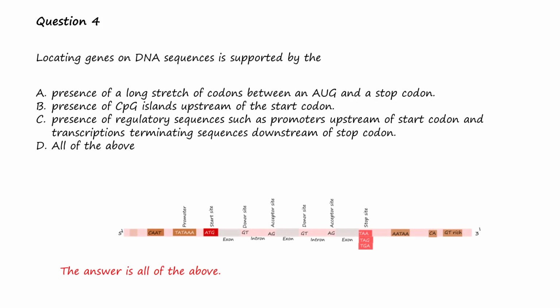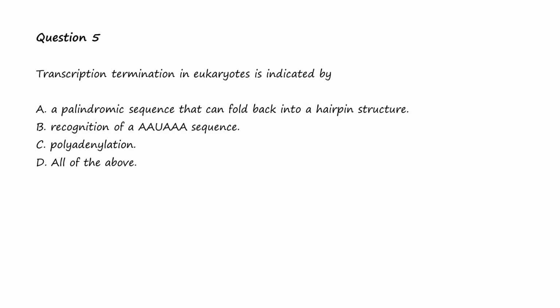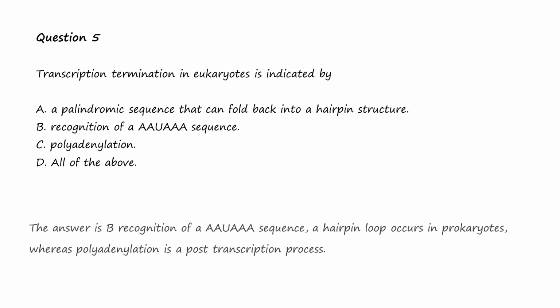The answer is all of the above. Question 5. Transcription termination in eukaryotes depends on A. A palindromic sequence that can fold back into a hairpin structure. B. Recognition of an AAU-AAA sequence. C. Polyadenylation. D. All of the above. The answer is B. Recognition of an AAU-AAA sequence. A hairpin loop occurs in prokaryotes, whereas polyadenylation is a post-transcription process.